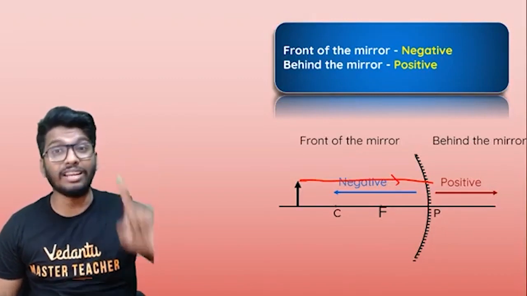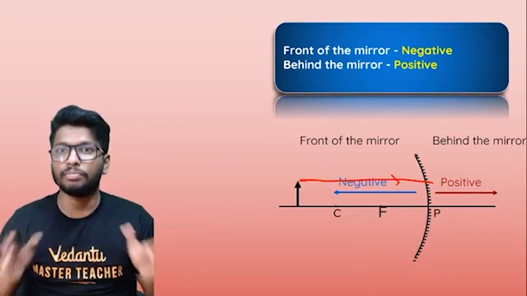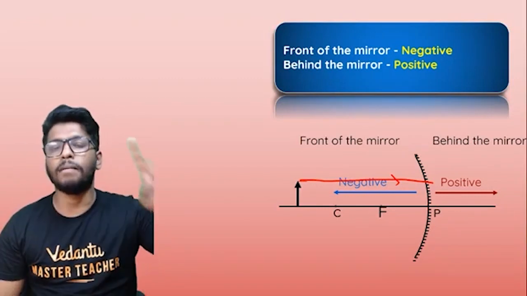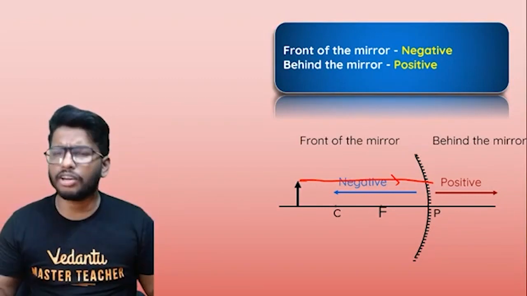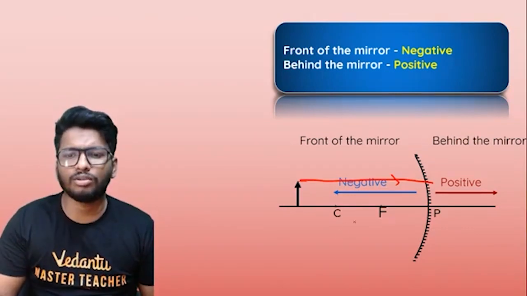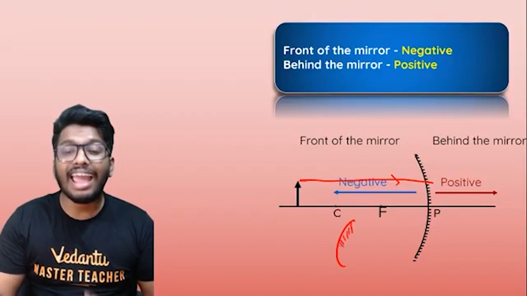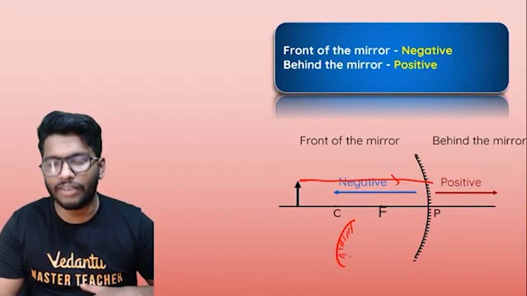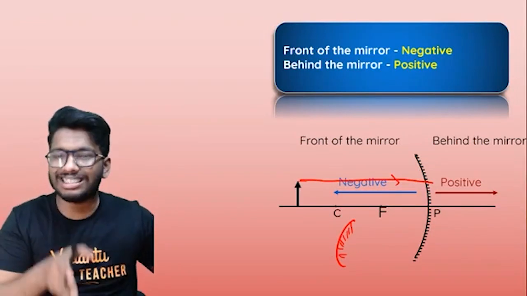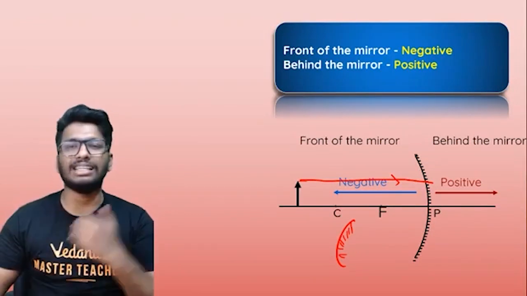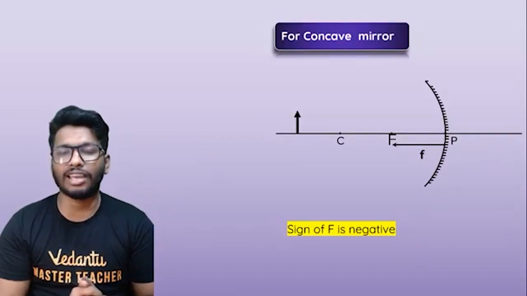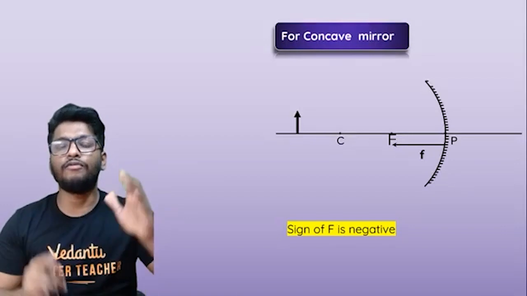Remember this, guys, it's very, very important. If you want, take a screenshot of this, but keep it in your mind at all times, no matter what. Even in a convex mirror, it's pretty much the same thing. So here this would be the reflecting surface. For both concave as well as convex mirrors, the distance in front of the mirror is taken as negative, and behind the mirror is taken as positive. As simple as that.